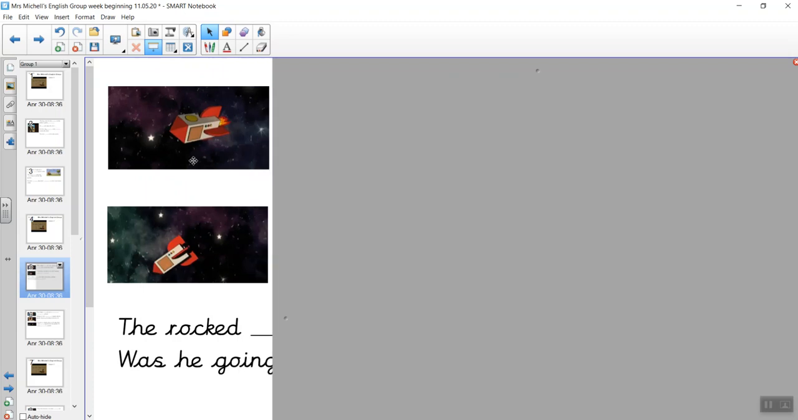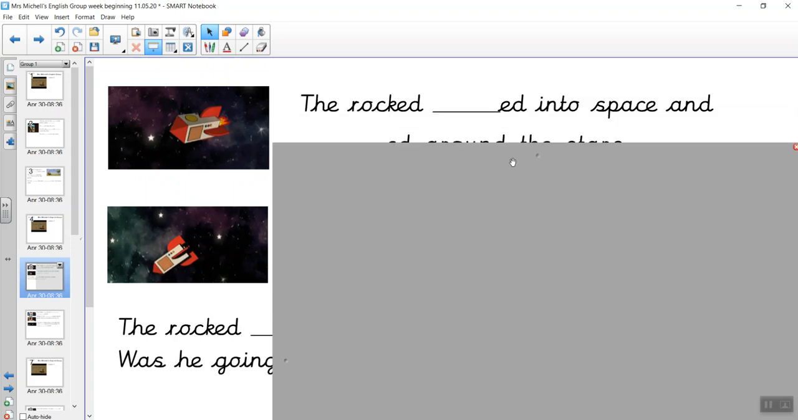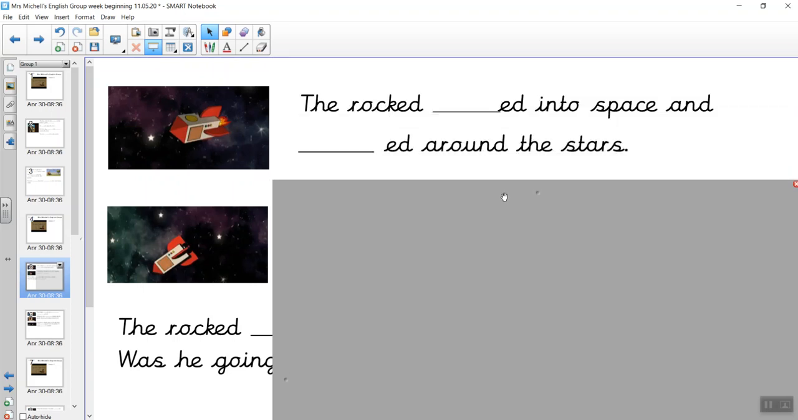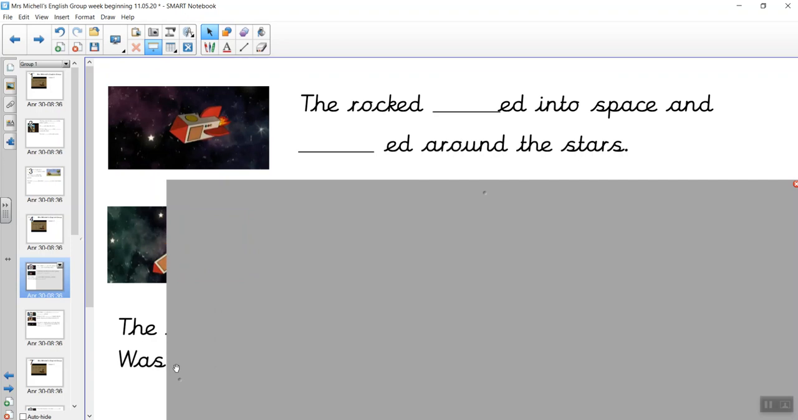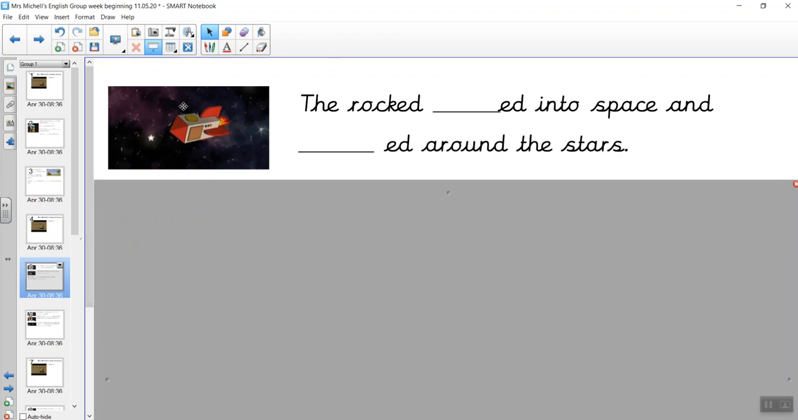Okay, so we're going to write about the rocket flying through the air and then the rocket starting to go down to the planet. Let's look at the first sentence. Remember, if you haven't got paper and pencil with you right now, pause the video and go and get one because we need to write down our sentences. Okay, so our first sentence is about this picture. And I can see some ED words again, so these must be past tense verbs.